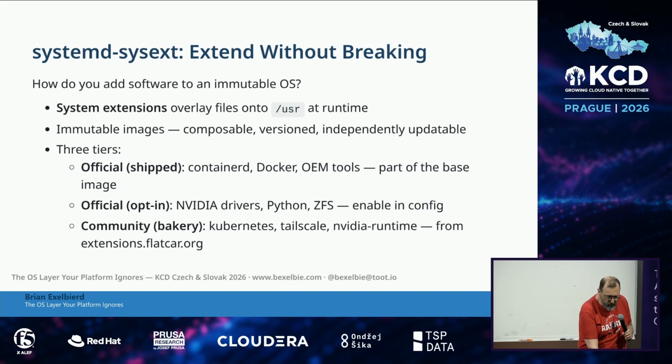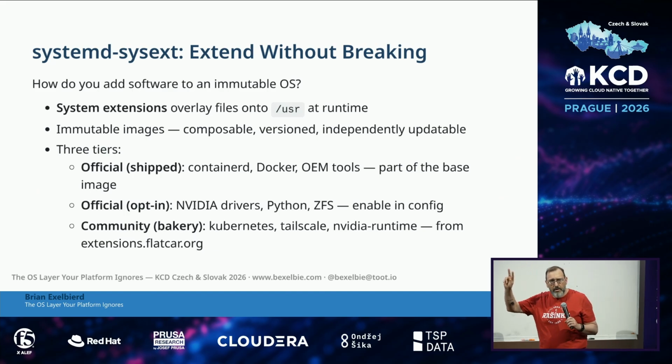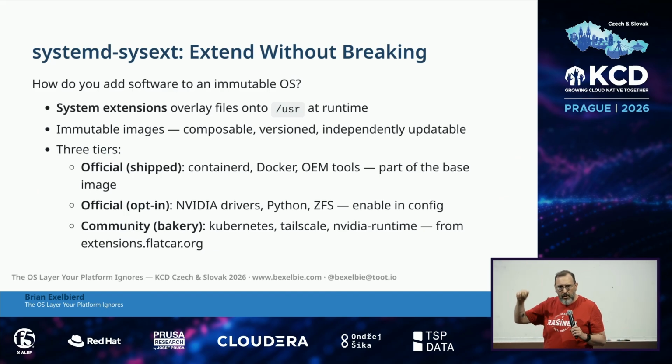We ship 3 different kinds of system extensions. There are 2 shipped by the project. They're really the same, but they have a difference, and then 1 shipped by the community. The project ships 2 or 3 of them by default. They are included in every image and enabled by default, so you have to opt out of those.